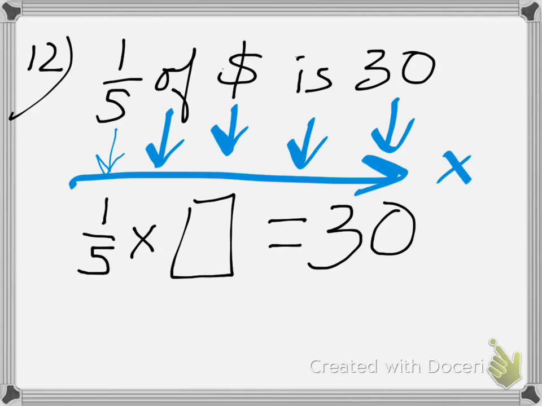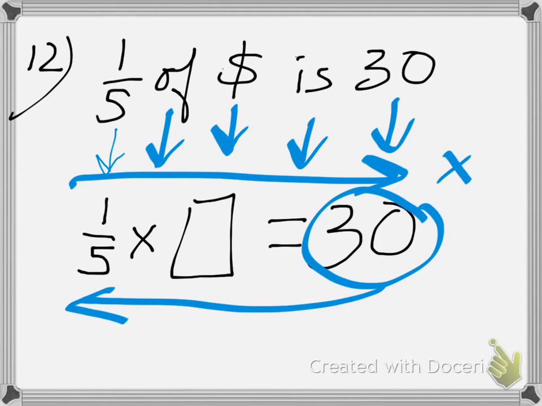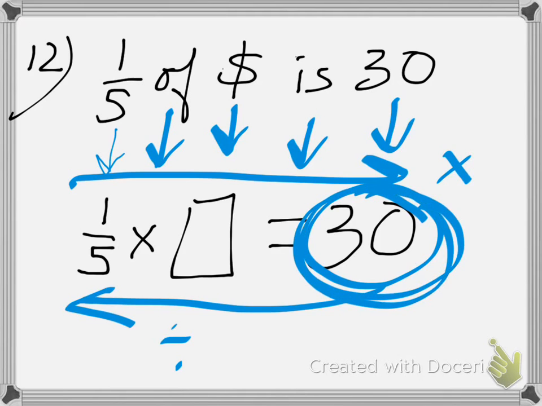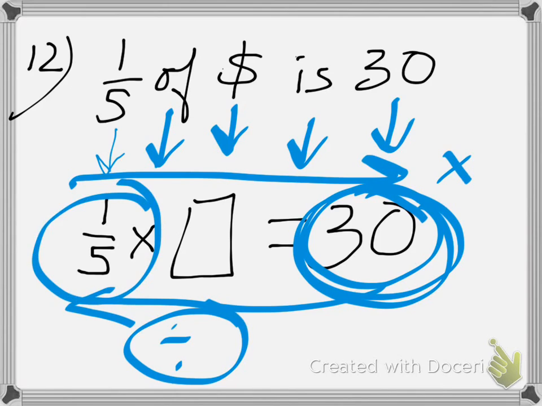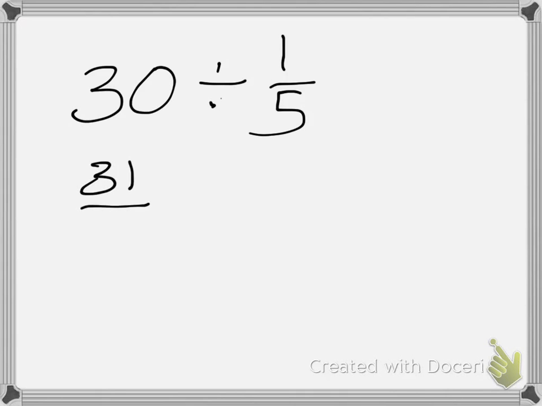That's a multiplication, but it's missing a number, so we can start with the 30 and go backwards and divide. So we can do 30 divided by 1/5. So 30 divided by 1/5, and we put 30 over 1 divided by 1/5.